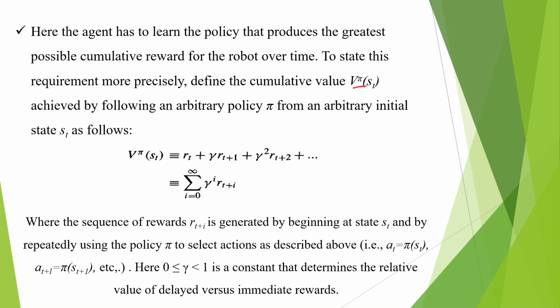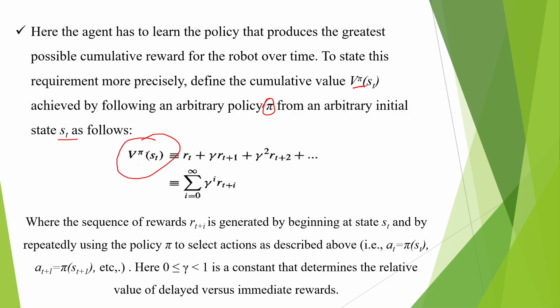We define that cumulative value with V pi, and V pi on st, the current state, is achieved by following an arbitrary policy. A policy, any arbitrary policy. We have different policies, and from them we follow some arbitrary policy from an arbitrary initial state st as follows. See here, V pi of st.